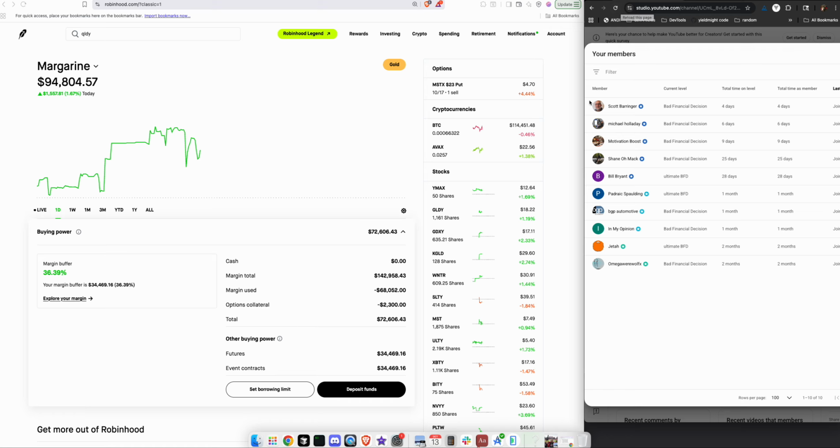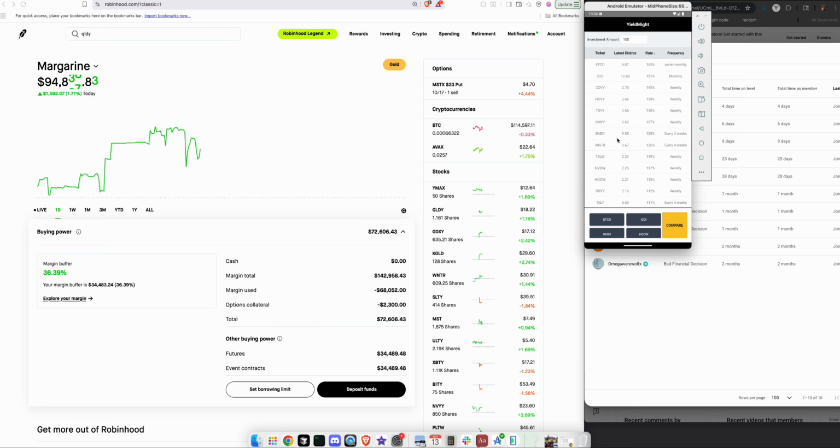And I guess speaking about that, I actually sat down last night and figured out the API issue. So this is an Android emulator, and you can see that it has the latest distribution. So if you say I have $1,000, you would have $68 from ECHO, you would have $26.58 from TSYY. This is automatically sorted by rate, but if you wanted to do it by ticker, you can, it would sort by that as well.